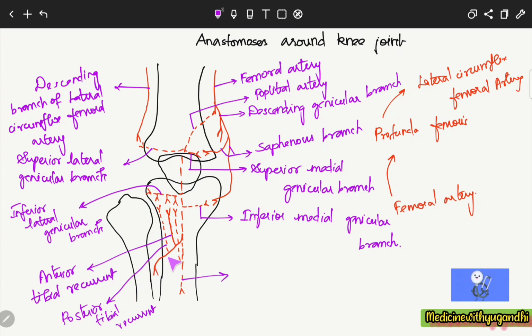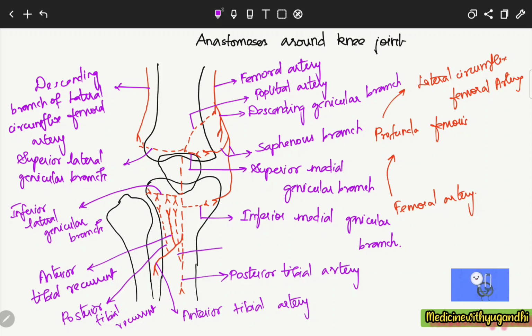This is the anterior tibial artery, this is the posterior tibial artery. From the posterior tibial artery there arises a branch called the circumflex fibular artery. This circumflex fibular artery also anastomoses with the inferior lateral genicular branch of the popliteal artery.